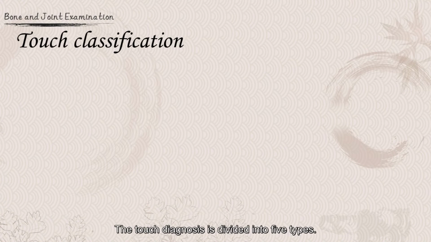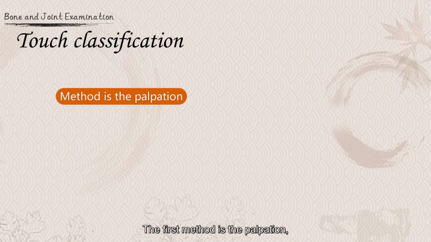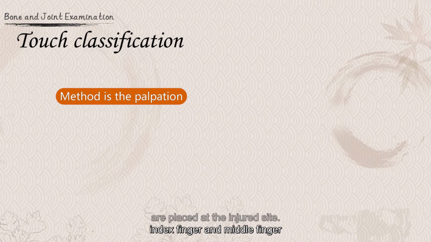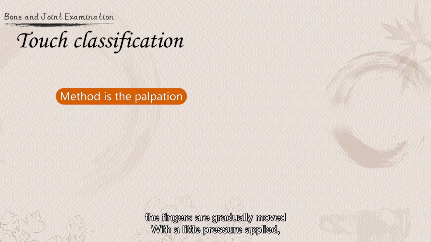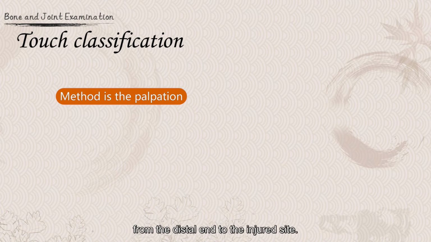The touch diagnosis is divided into 5 types. The first method is the palpation, which is one of the touch diagnoses in which the 3 fingers, including the thumb, index finger, and middle finger, are placed at the injured site with a little pressure applied. The fingers are gradually moved from the distal end to the injured site. The magnitude of force depends on the condition of injury.